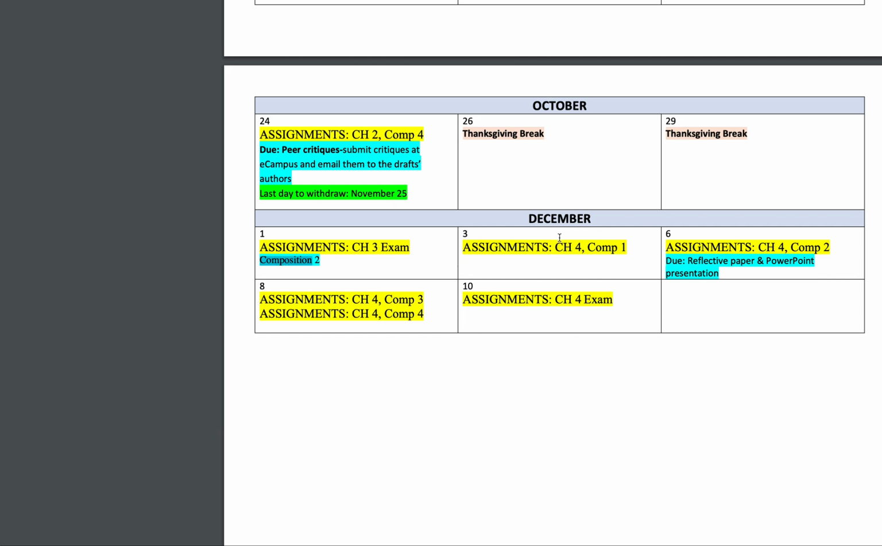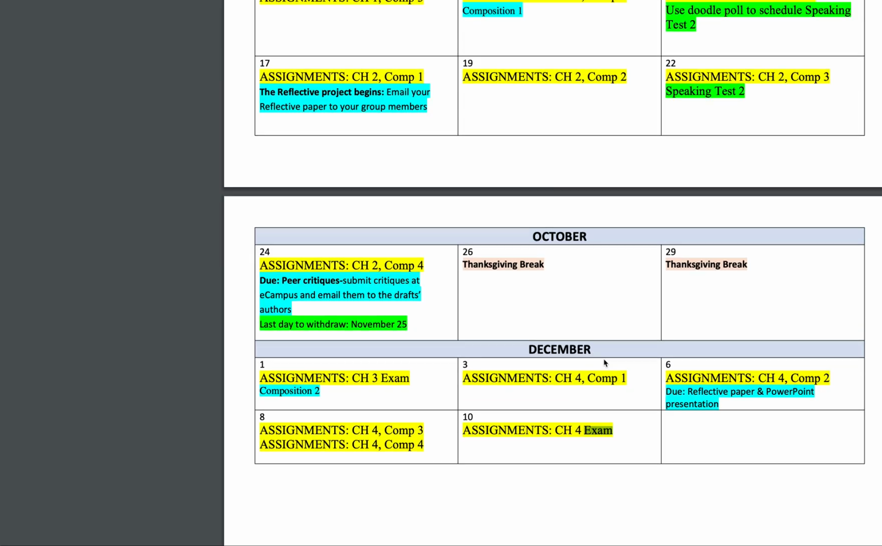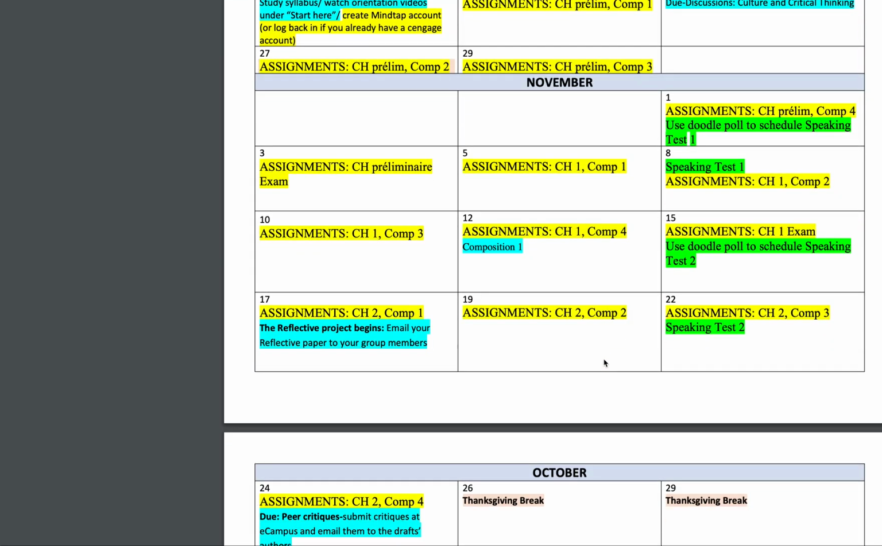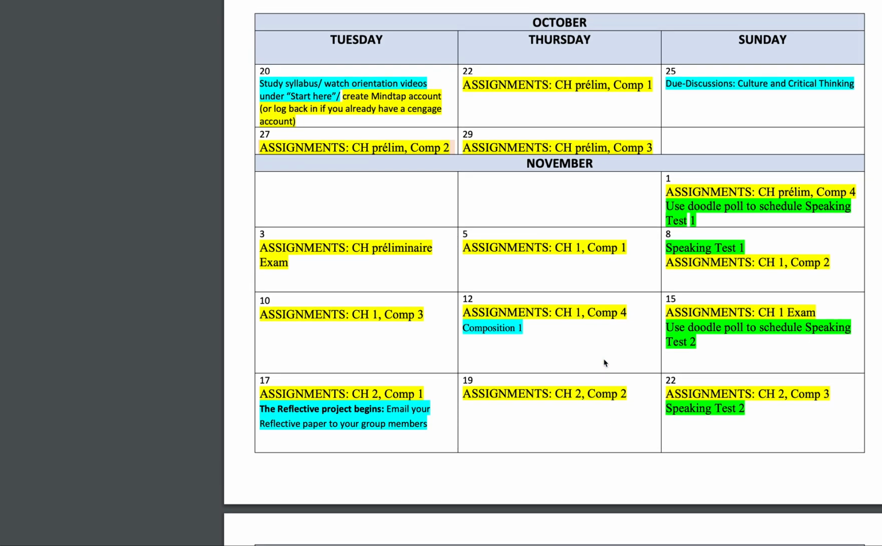December, we are busy in December. Sometimes you will have two lessons due on that same day. So I ask you to work maybe on the 7th, you do one, and then on the 8th, you do another. And the 10th of December is the last day of class. That's when you have your chapter 4 exam, and the class is over. This is just a brief introduction on what you will be doing in our class.